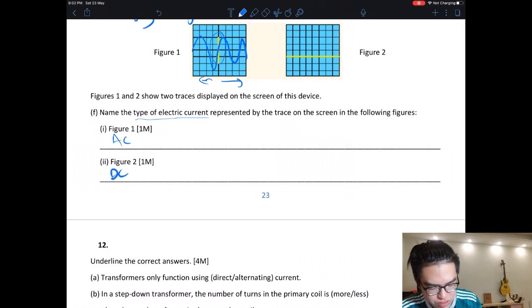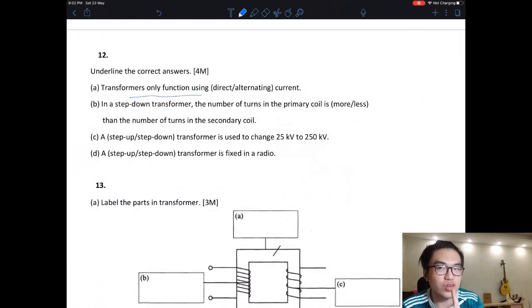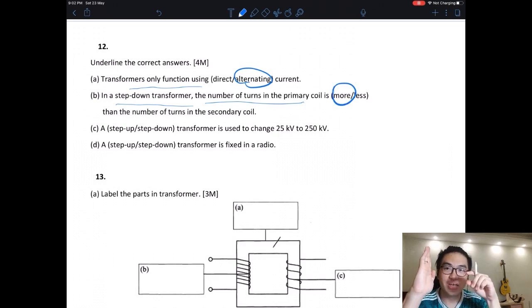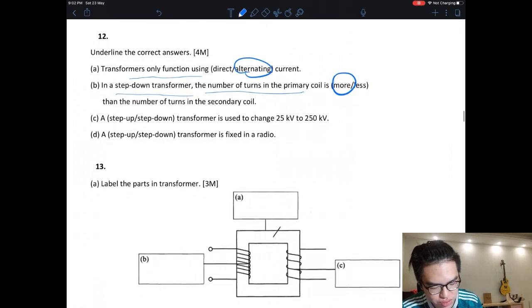A transformer functions only using AC. You can only use a transformer for AC. DC doesn't work. In a step down transformer, the number of turns of the primary coil is more. Primary has more than secondary, that's why the power coming out is small, because it's a step down. From 25 to 250, I use step up.